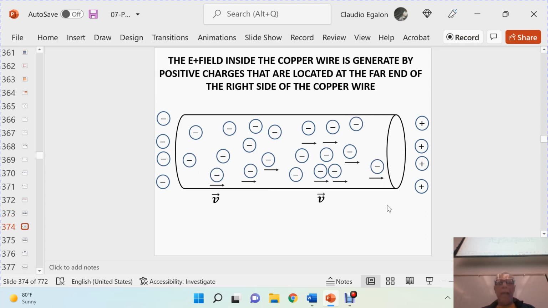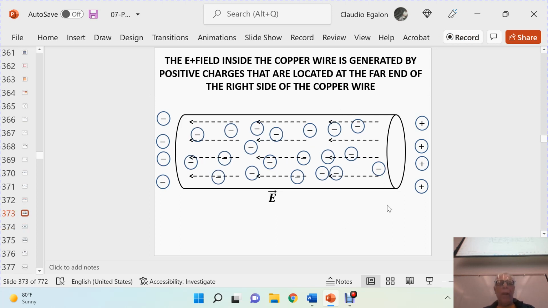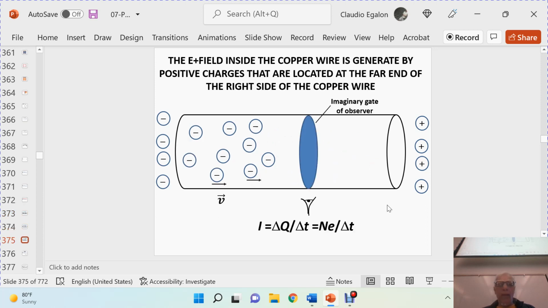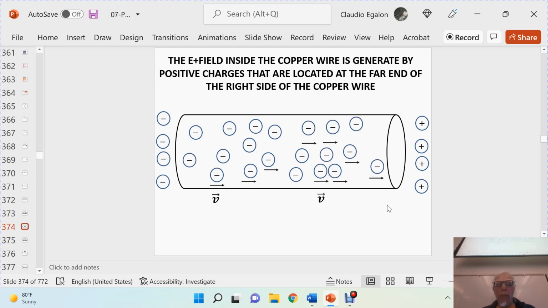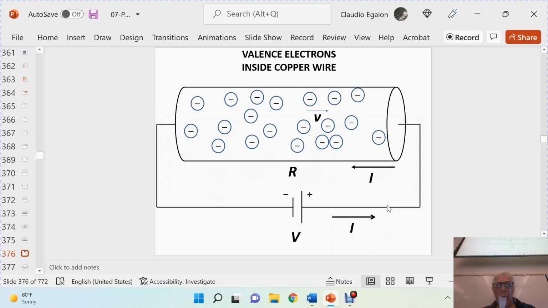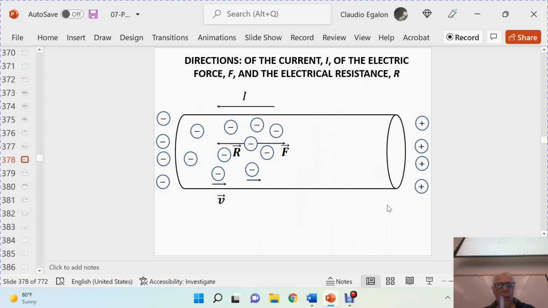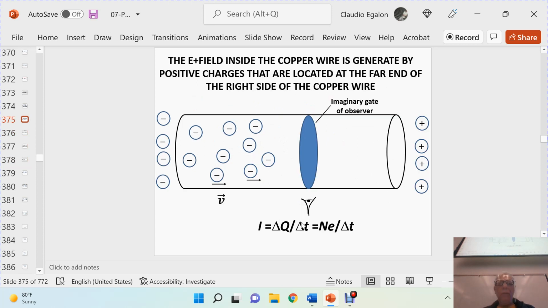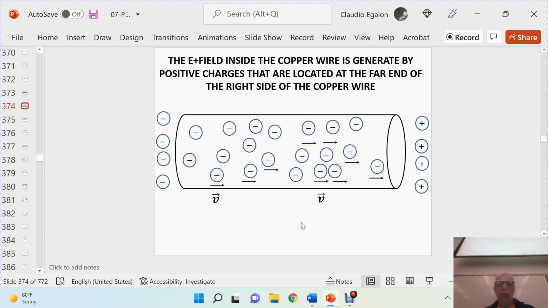Okay, so because we have this electric field from the right to the left, we are going to have an electric force from the left to the right. I didn't illustrate that here. Let me see if I can illustrate that. Yeah, here you go. Here's the electric force. Okay. The field is from the right to the left. The electric force is from the left to the right. Okay. And it is this electric force that powers our electrons to move.